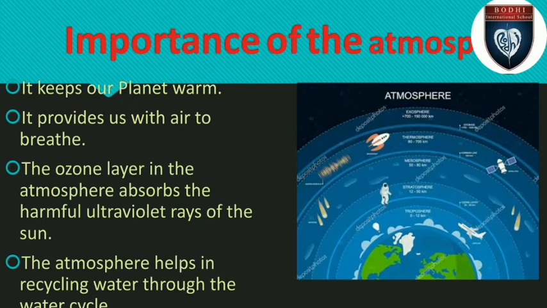So now let us see some importance of the atmosphere. Some of the ways in which the atmosphere is useful for us are: it keeps our planet warm. It provides us with air to breathe. The ozone layer in the atmosphere absorbs the harmful ultraviolet rays of the sun. The atmosphere helps in recycling water through the water cycle.